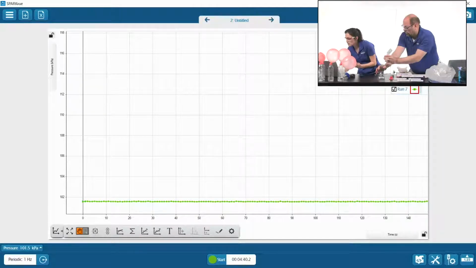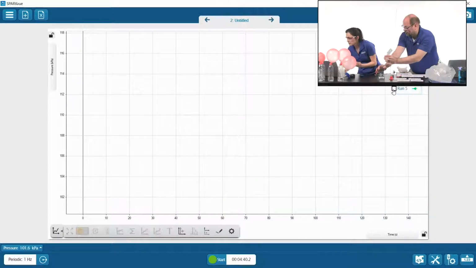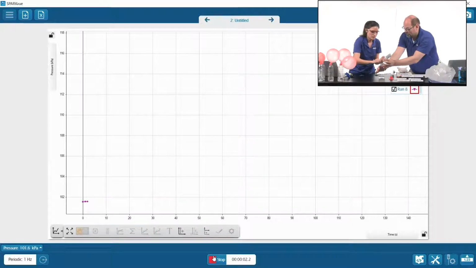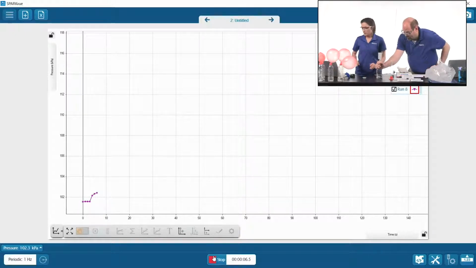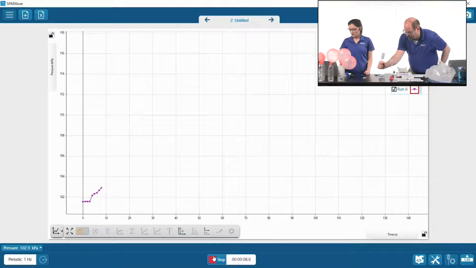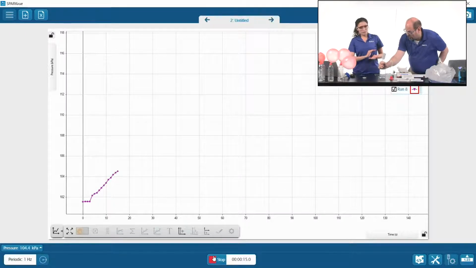Let me get SparkView set up here, and I'm going to start collecting data. And one, two, three, close it, and we're going to swirl just like that while the reaction's going. And let's watch the pressure in SparkView. You can see the pressure is responding immediately, increasing. And we're going to do one run with 0.1 gram of citric acid.